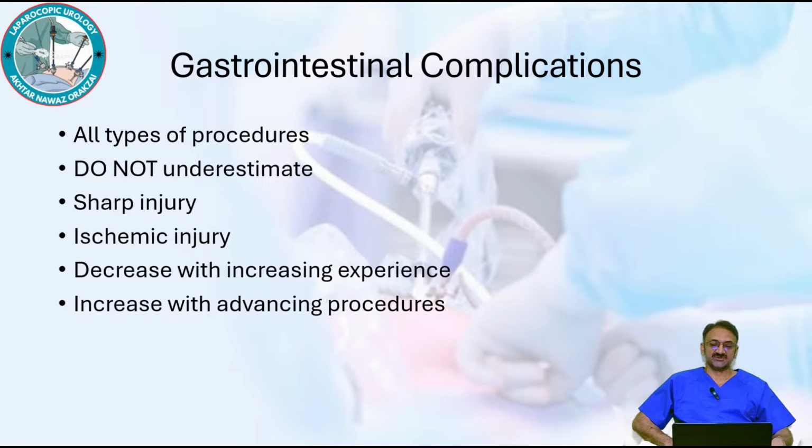The mechanisms of injury can be a sharp injury, or it can be an ischemic injury. There can be injuries to the mesentery leading to ischemia, or there can be injury by various kinds of energy sources. The chances of gastrointestinal complications decrease with increasing experience of the surgeon. However, the chances increase with increasing complexity of the procedures.